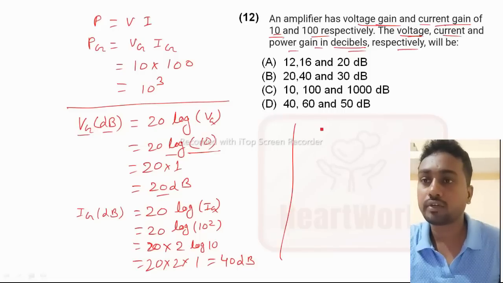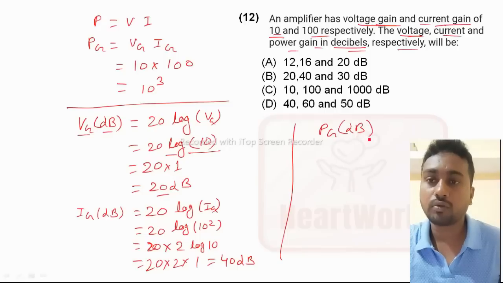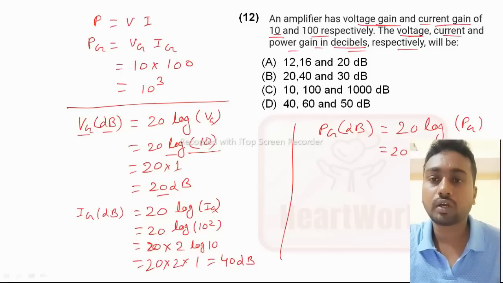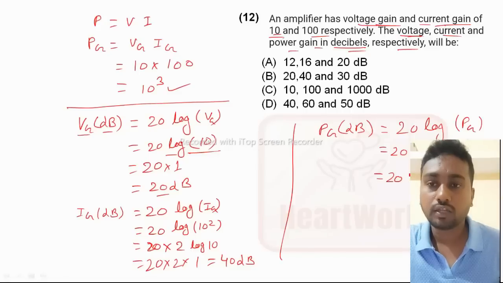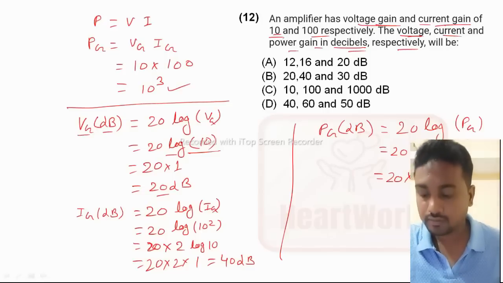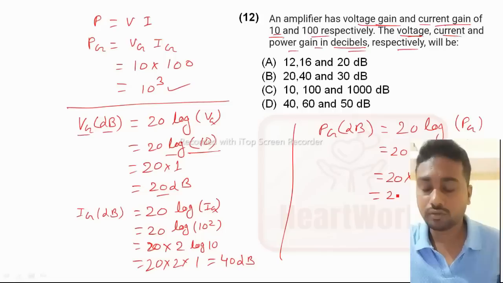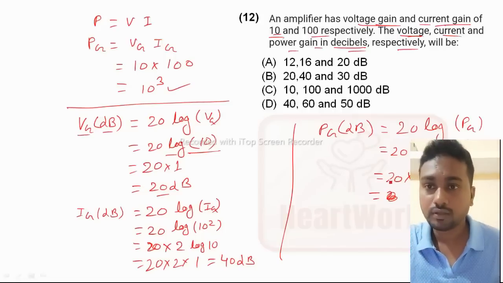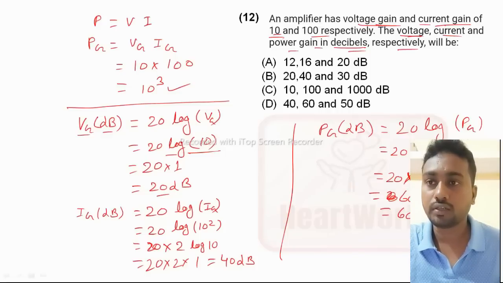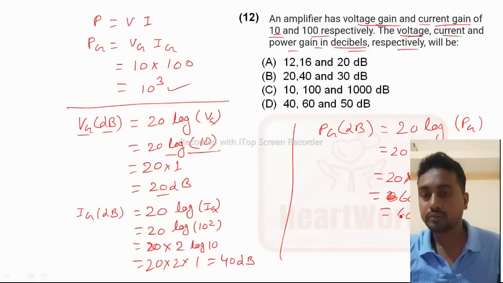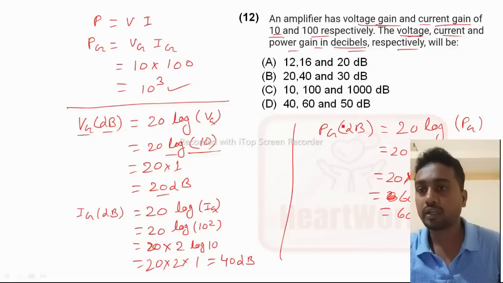Now we also have to convert the power gain into dB. How much is the power gain? It is 10 to the power 3, as we just calculated. So we can write 20 into 3 log 10, which is 60 into 1, so 60 dB. The power gain is 60 dB. Sorry, for voltage gain the formula is 20 log voltage gain, and for current gain the formula is 20 log current gain.